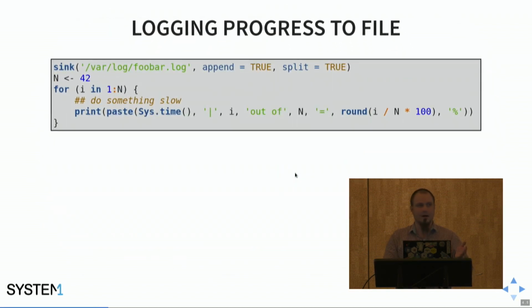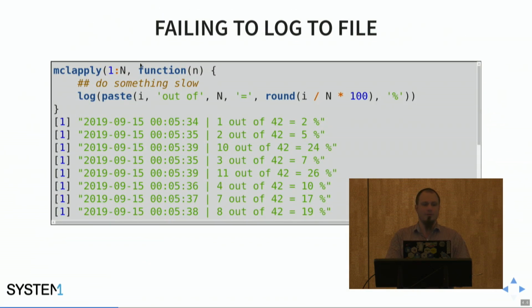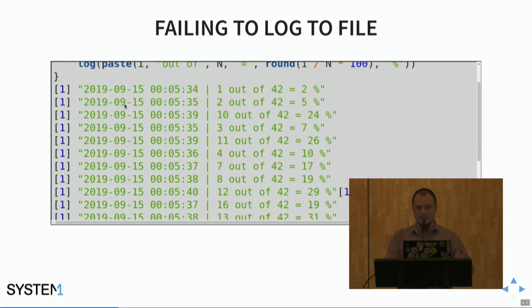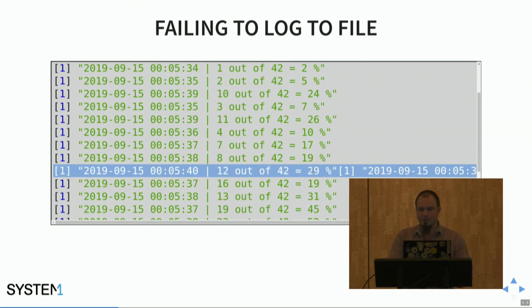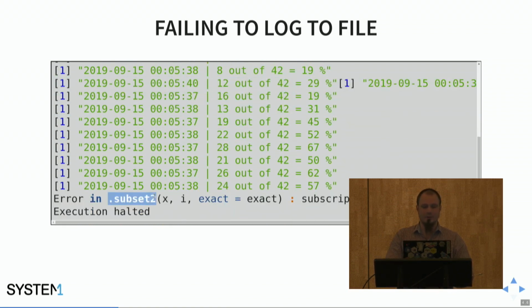Also, you can log to file by sink or cat, or you can have your own homebrew function to do the logging to a log file. And this works in most cases, but for example, if you are forking the R process, let me just scroll down a little bit, your log lines can be mixed up. And when this subset 2 error happens, you have no idea in which part that happened.